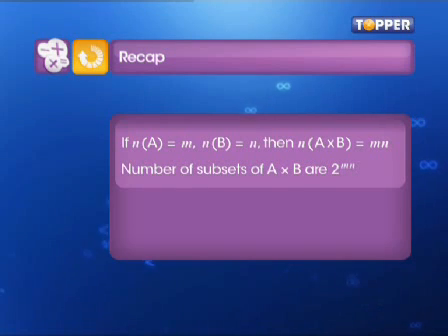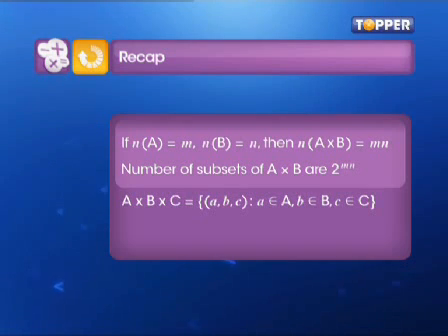The number of subsets of A cross B, where A has m elements and B has n elements, is given by 2 to the power of m times n. The Cartesian product of three sets A cross B cross C is the set of ordered triplets (a, b, c), where a is in A, b is in B, and c is in C. Here, (a, b, c) is known as an ordered triplet.